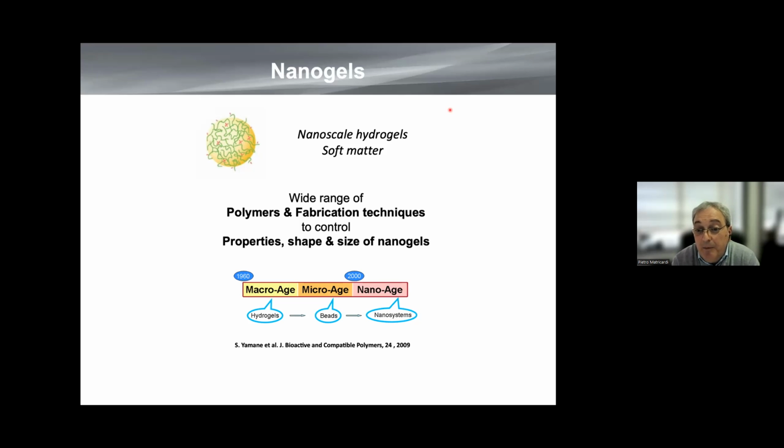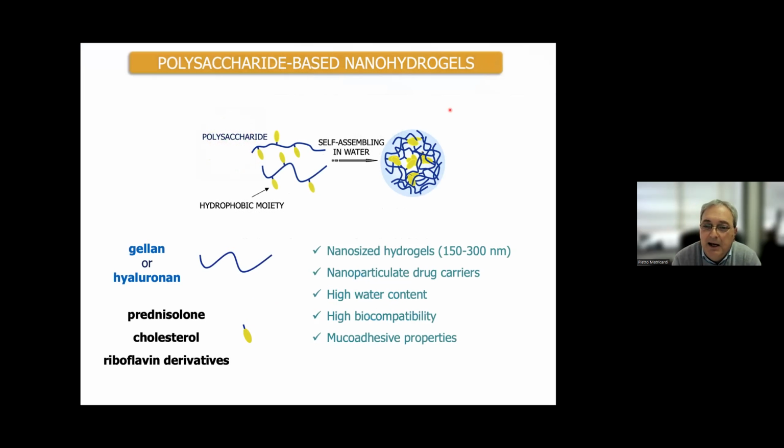And the problem, between commas, of this kind of delivery system is that it is very young, because the first nanogels were recognized and developed more or less 20 years ago in the so-called nano age. And how is it possible to obtain nanogels? There are a lot of techniques. The technique that we use in my lab is the self-assembling of polymer chains. And how is it possible to do it?